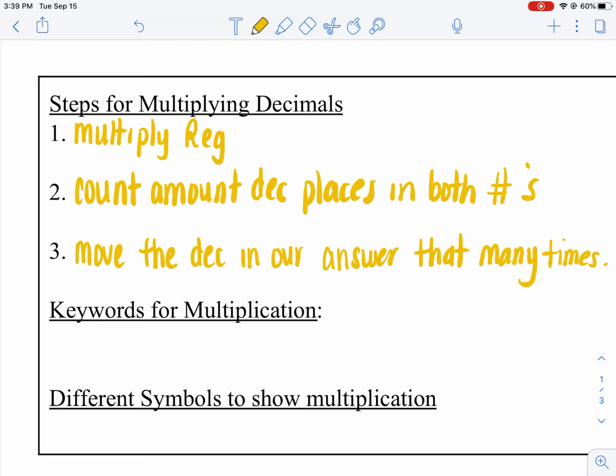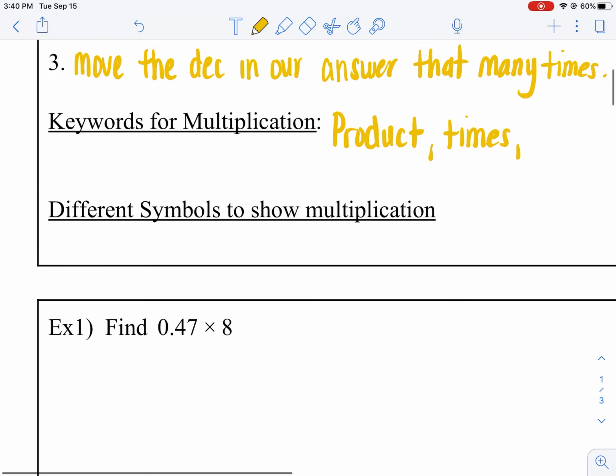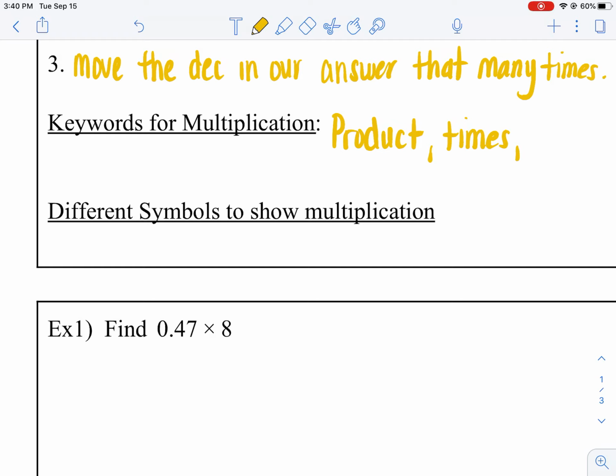Some keywords for multiplication. One of the fanciest words for multiplication would be product. But you might also see the word times, or you might see even just multiplied or the word multiply. And some symbols to show multiplication. A couple different ways we could see multiplication.